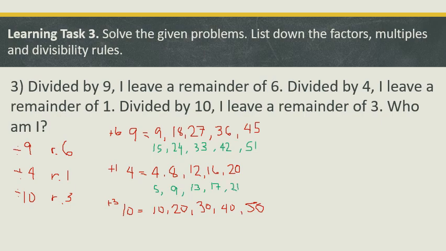So, sa 10, so 10 plus 3 is 13. 20 plus 3 is 23. 30 plus 3 is 33. 40 plus 3 is 43. 50 plus 3 is 53.